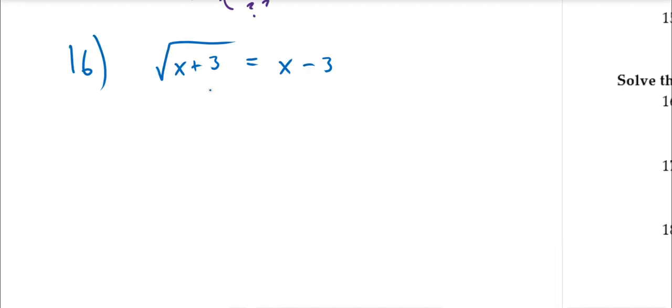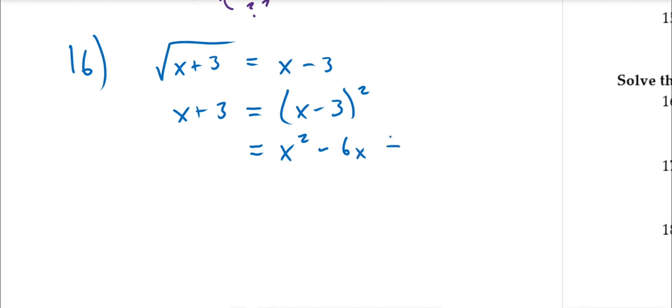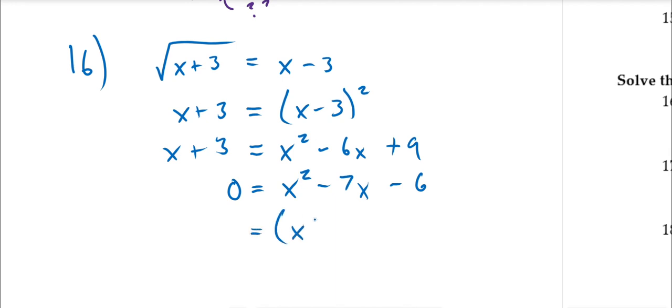For number 16, we're going to proceed to get rid of this square root by squaring both sides. If I do that, I wind up with x plus 3 on the left and x minus 3 squared on the right. Let's expand this. It's a perfect square trinomial, so that's x squared minus 6x plus 9 is equal to x plus 3. And now let's group like terms. Moving my x to the other side and my 3, we wind up with x squared minus 7x and a minus 6. This can be factored as x minus 6, x minus 1. And so we have solutions at x equals positive 6 and x equals positive 1.